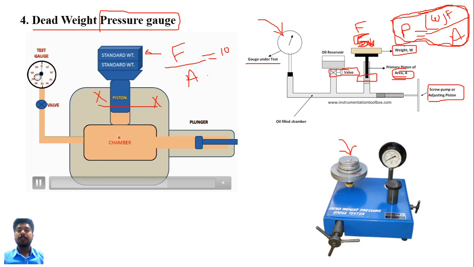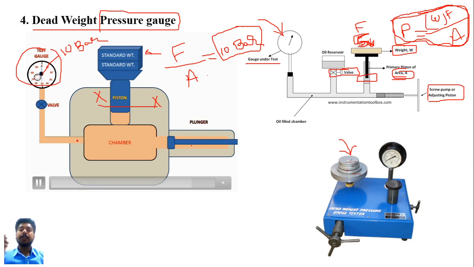So suppose there is a 10 bar pressure, and in this pressure tester it also indicates 10 bar, then your pressure gauge is in good condition. But if there is a change in pressure compared to this 10 bar, then you have to calibrate this pressure gauge with this plunger device. Okay, so simply it is a dead weight pressure gauge which is used to calibrate any pressure gauge, that is a bourdon tube pressure gauge or diaphragm type or a bellows pressure gauge.